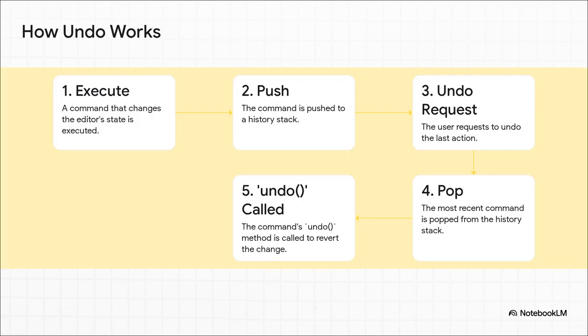So how does that undo magic actually work? It's honestly genius in its simplicity. Every time a command is executed, you just push that command object onto a history stack. When the user hits undo, all you do is pop the last command off the stack and call its special undo method. That's it. It is such an elegant solution for what is normally a really complex feature to build.